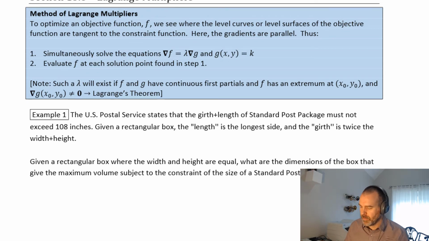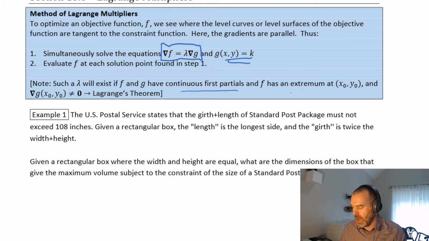So the method of Lagrange multipliers, you're going to simultaneously solve the equation where the gradient of the function you're trying to optimize is a multiple of the gradient of your constraint function, and then you also have your constraint function, and you'll be able to use that to solve the system that you end up with. There are some conditions here. This will exist if g and f both have continuous first partial derivatives, and if your function f does have an extremum, as long as the gradient of g isn't 0 there.